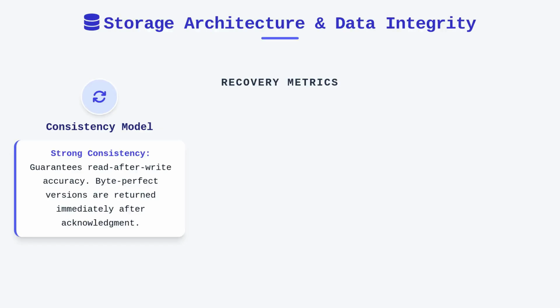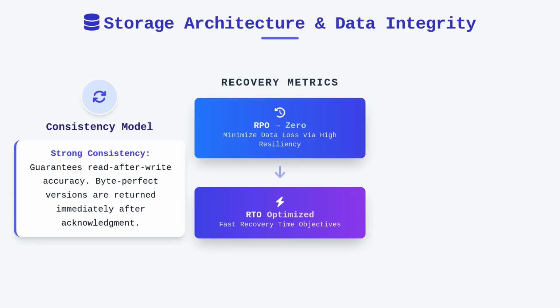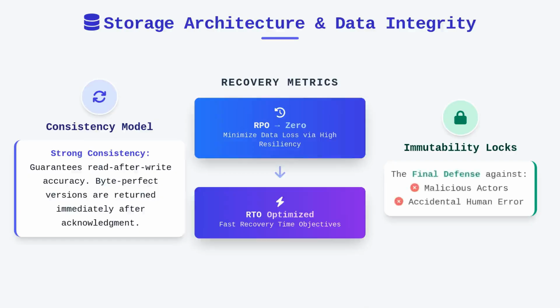Regarding disaster recovery, storage resiliency directly dictates your recovery time objective and recovery point objective. By opting for higher resiliency levels, you fundamentally lower the probability of data loss, effectively bringing your recovery point objective towards zero. Furthermore, for highly regulated environments, the configuration of immutability locks provides the final layer of defense by preventing any modifications or deletions for a defined, immutable period. This prevents both malicious activity from bad actors and accidental human error from permanently affecting your data state.